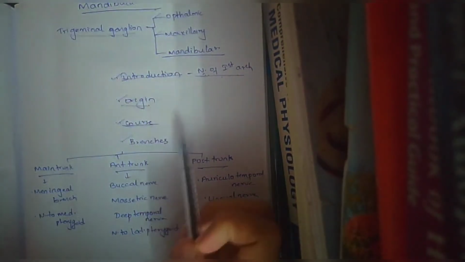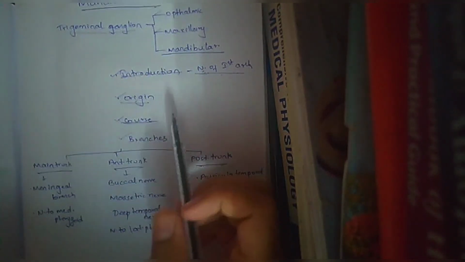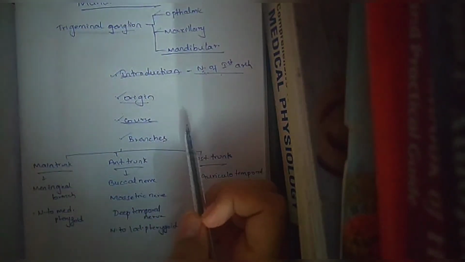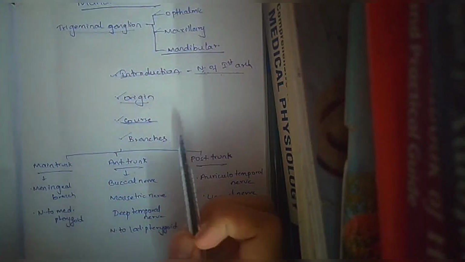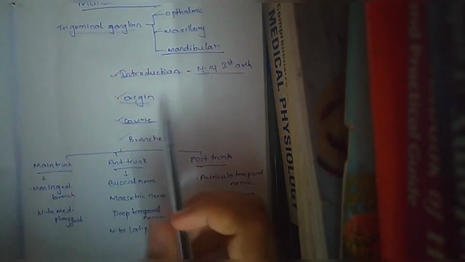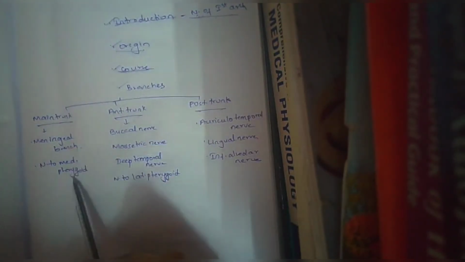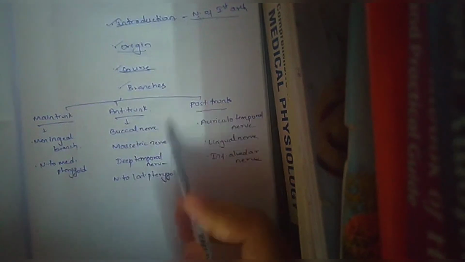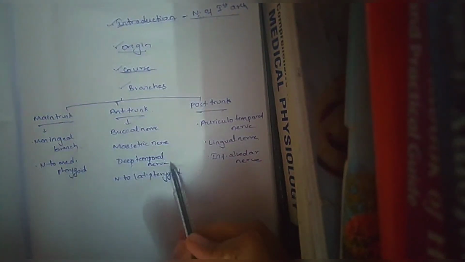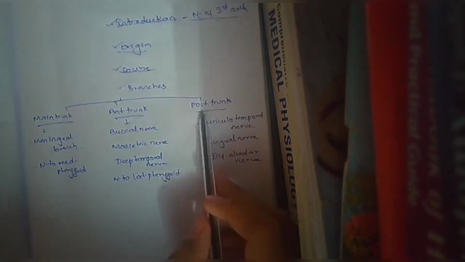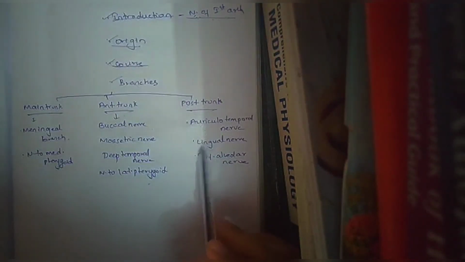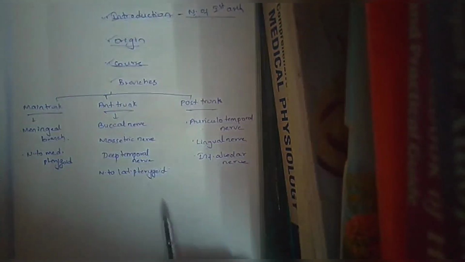the sensory root and motor root unite to form the main trunk, which lies in the infratemporal fossa deep to the lateral pterygoid muscle. The branches from the main trunk are the meningeal branch or nervus spinosus and nerve to medial pterygoid. From the anterior trunk: buccal nerve, masseteric nerve, deep temporal nerve, nerve to lateral pterygoid. From the posterior trunk: auriculotemporal nerve, lingual nerve, and inferior alveolar nerve.